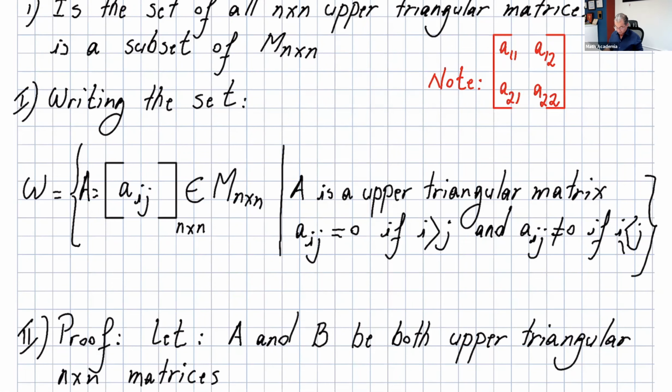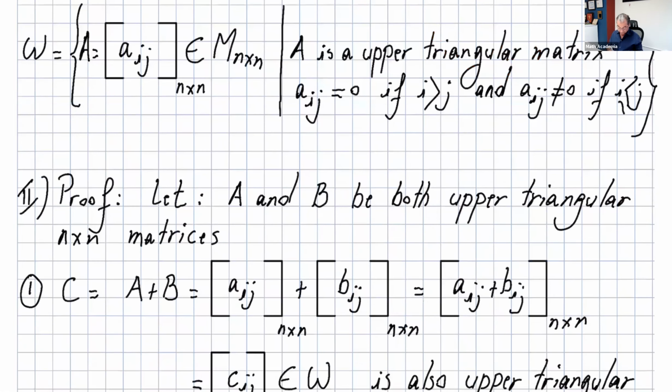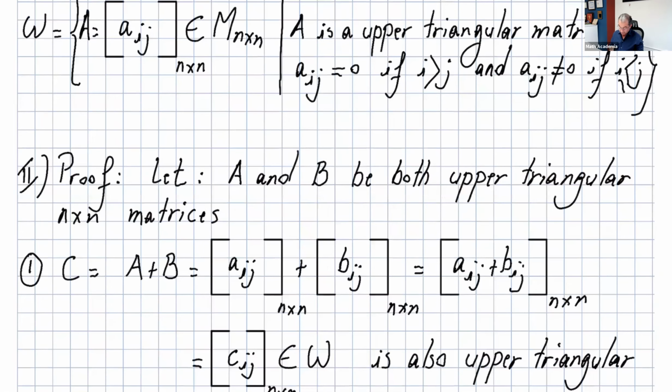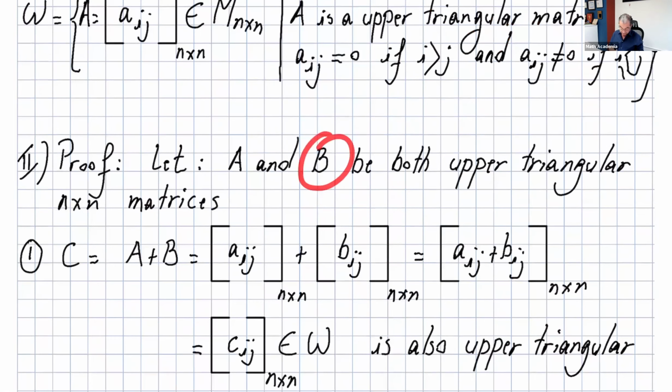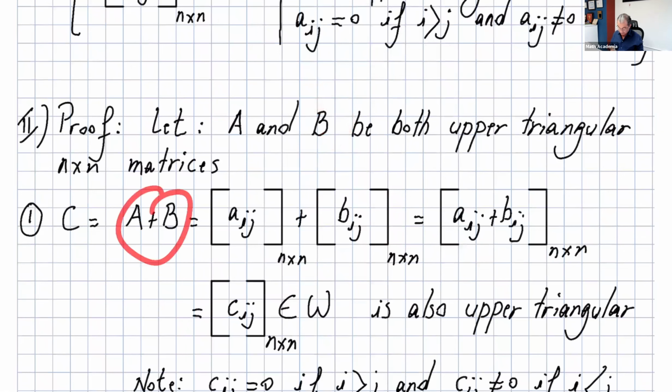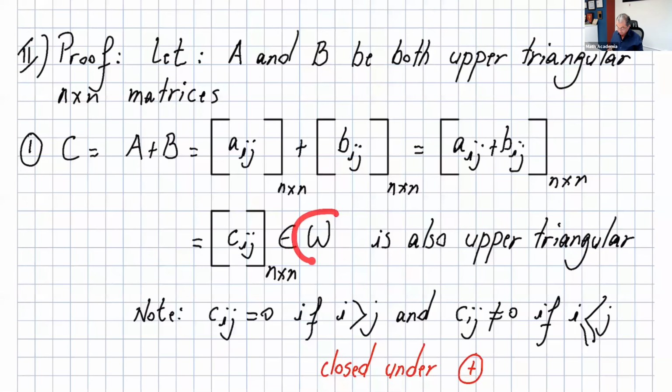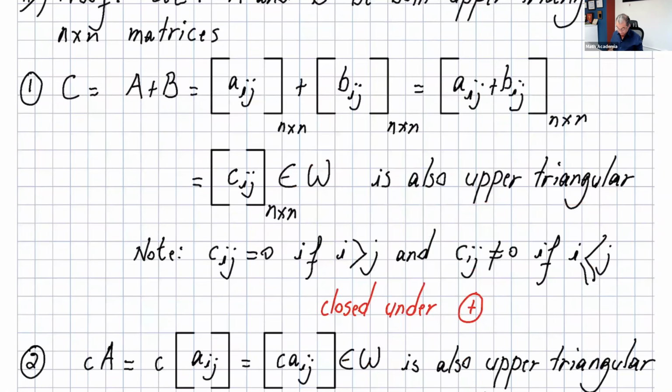Now let's start the proof. We pick two upper triangular matrices. We can call the first one A, then the second one B. C is A plus B. So if you add A plus B, you get an n by n matrix. It's also an upper triangular matrix. So that's in W, and I wrote that for you here. Again, c_ij equals 0 if i is greater than j, and c_ij is not necessarily 0 if i is less than or equal to j.